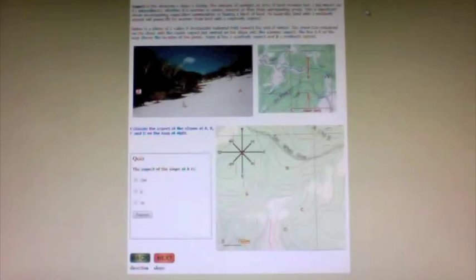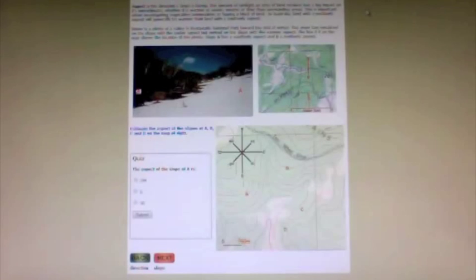Below is a photo of a valley in Kosciuszko National Park towards the end of winter. The snow has remained on the slope with the cooler aspect but melted on the slope with the warmer aspect. The line AB on the map shows the location of the photo. Slope A has a southerly aspect and B a northerly aspect.